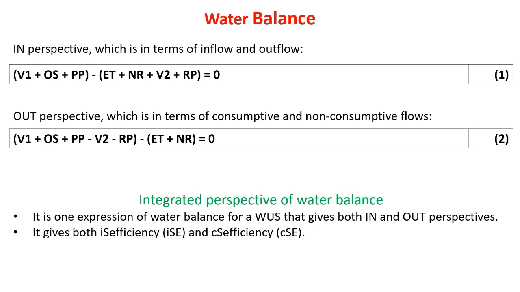So let us start with water balance of a water use system. The same water path types of a water use system can be arranged in two perspectives, namely, in and out. The in perspective separates the water path types into inflow and outflow, as shown in equation 1. And the out perspective separates them in terms of consumptive and non-consumptive flows in equation 2. Then, we integrate these two perspectives into one expression of water balance in a way that facilitates the development of both inflow and consumptive sufficiencies, as was explained in the concept video.